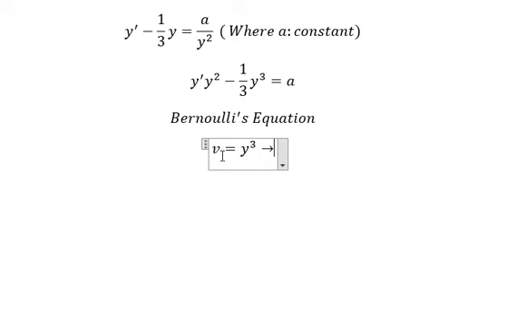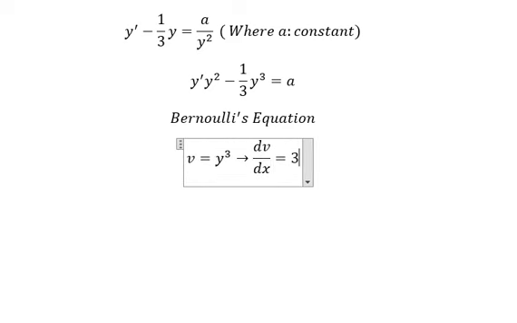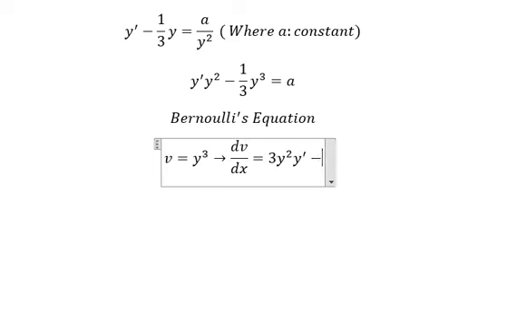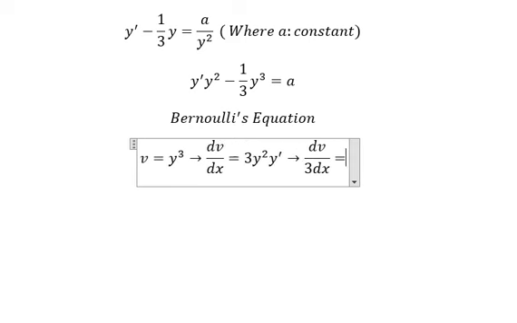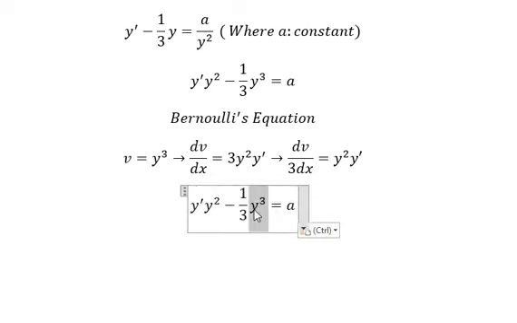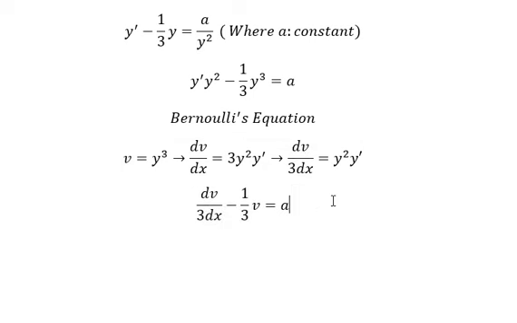Later, we need to do first derivative for both sides, and we have like this. Because we don't have number 3 in here, we divide both sides by number 3. Next, this one we change by v, this one we change by this one. Next, we multiply both sides by number 3.